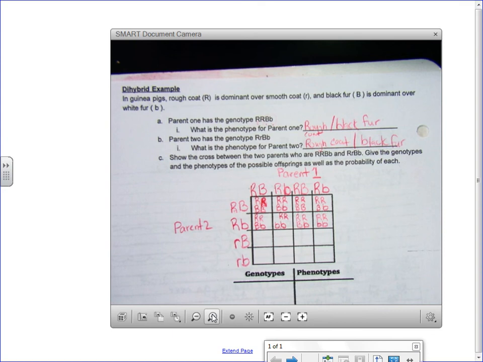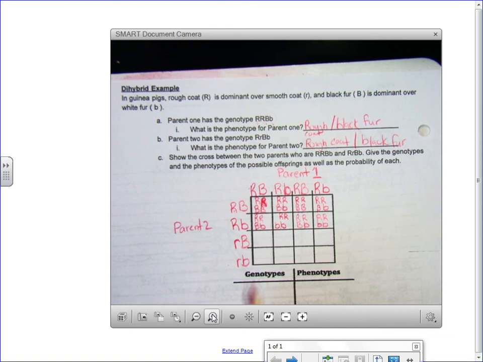You go ahead and finish it out, and then you're going to check your work with mine. When we write these out, you always write the dominant one first.